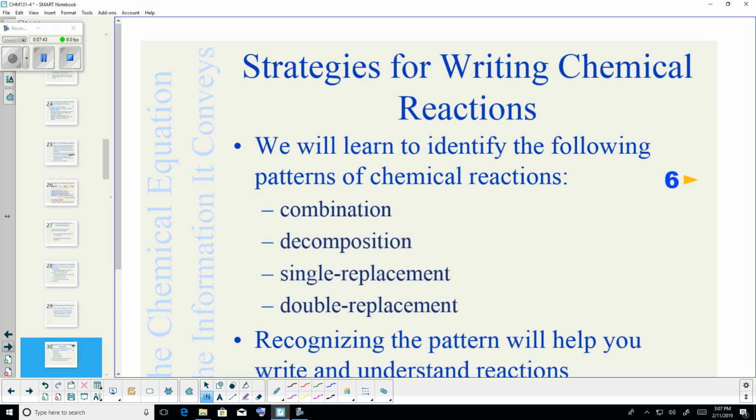Certain patterns we can look at. There's a combination reaction. What do you think happens in a combination reaction? Exactly. Things combine. A and B goes to C. A decomposition reaction. What do you think happens there? Things come apart, decompose. Single replacement and double replacement.